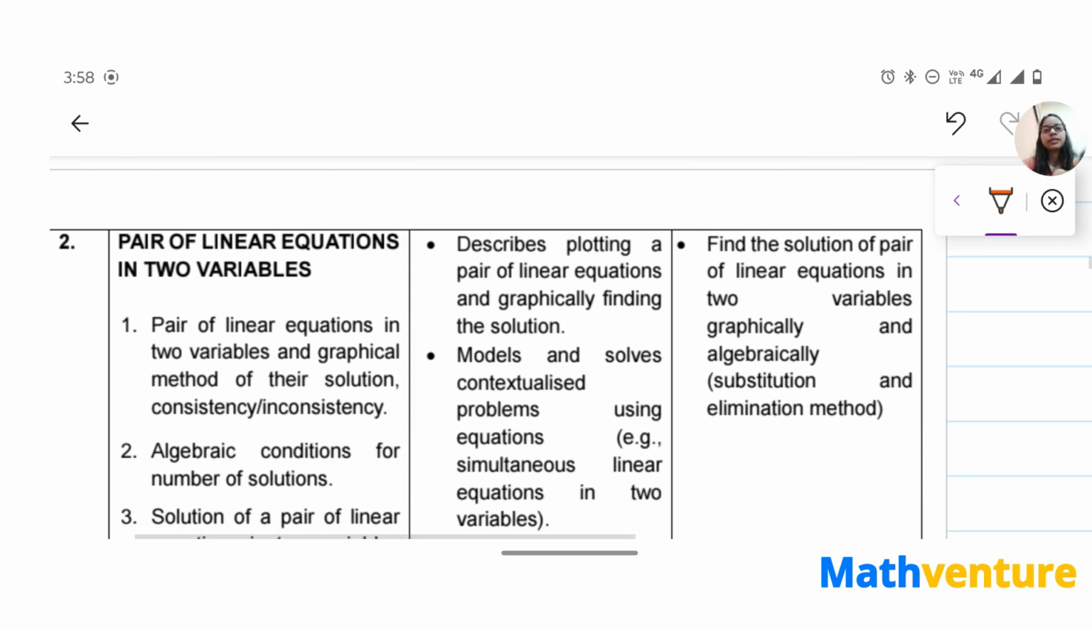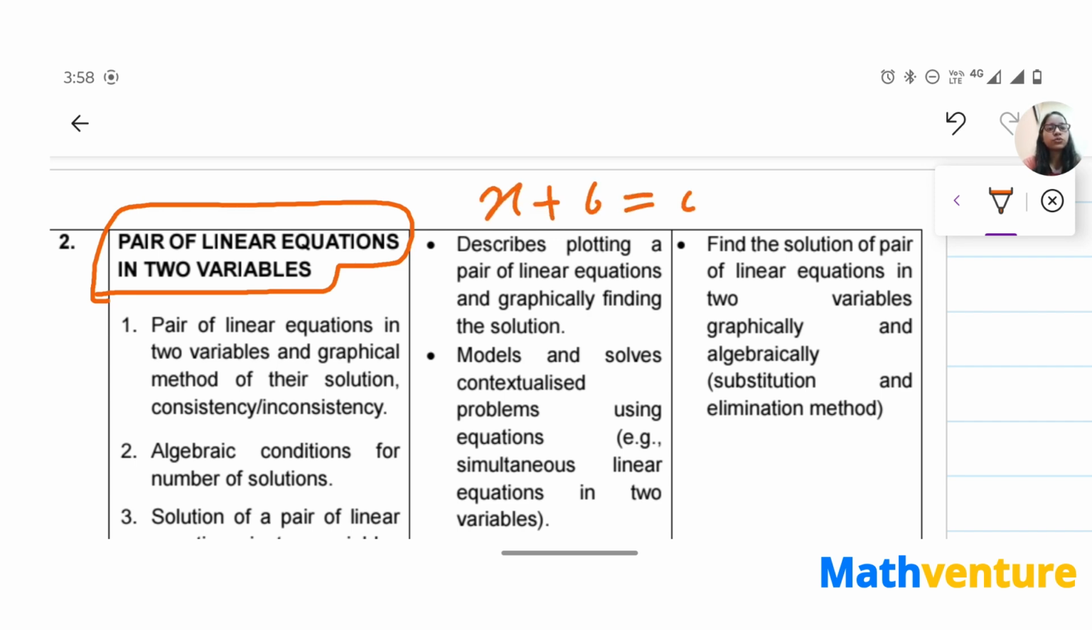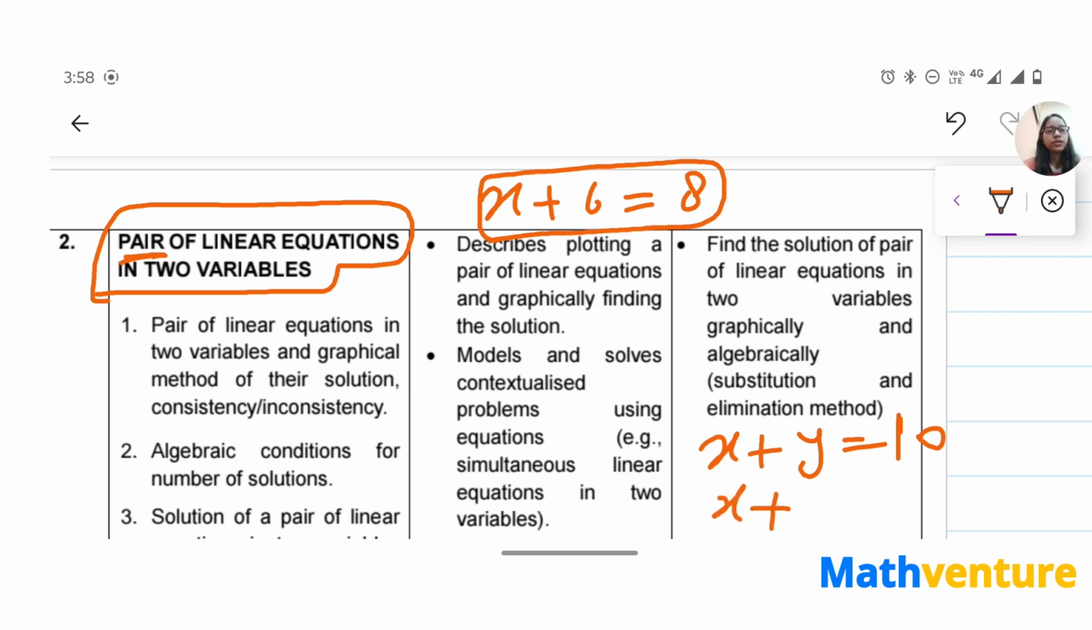The second chapter under the second unit is pair of linear equations. Earlier we have studied the linear equation in one variable, like x plus 6 is equal to 8. This is a linear equation in one variable. Now we will see equations like x plus y is equal to 10, and it is called a pair of linear equations, that means in a pair, x plus 4y is equal to 3. So you will be given a pair of linear equations and you will be asked to find the solution of these equations.